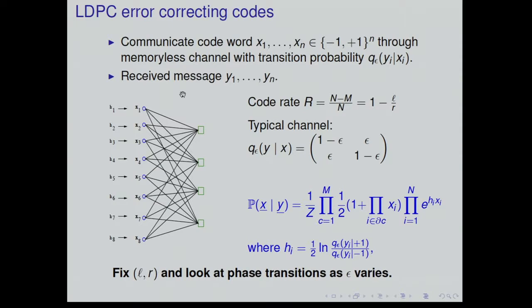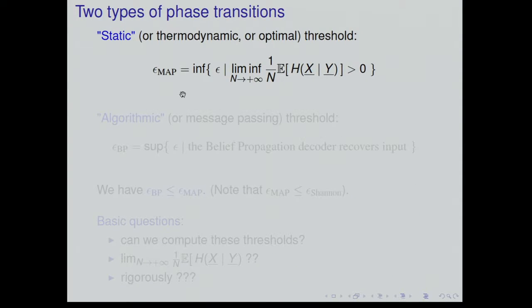And I want to look at phase transitions for this measure as the channel noise epsilon, the bit flip probability, varies. Okay. So what kind of phase transitions do we have? We have two types of phase transitions, basically. One that I call static. It's the thermodynamic phase transition of statistical mechanics. It's the optimal threshold from the point of view of information theory.